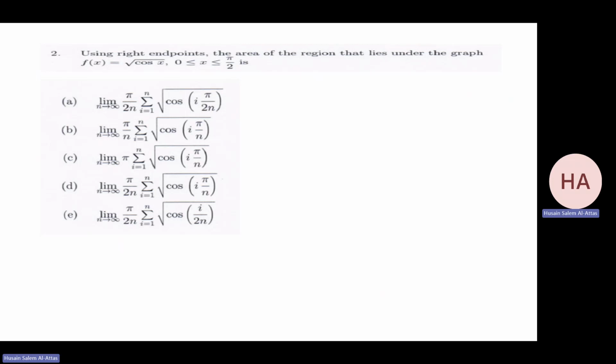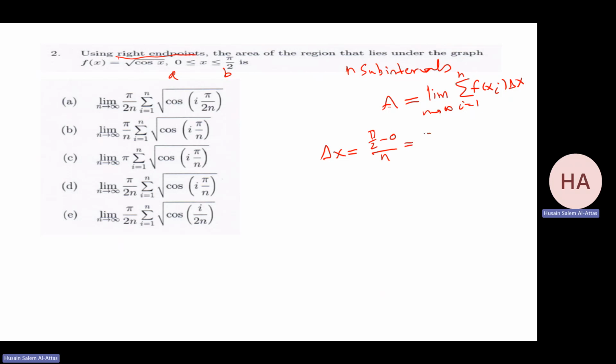Okay, using right endpoint, the area of the region that lies under the graph of this function. Now he did not do the calculation, he just left it as it is. So we'll do the calculations using right endpoints. Now we're doing it for any n, N subintervals. Okay. You want to find the area. That will be the limit as n goes to infinity of the summation i equals 1 to n of f of xi delta x. In general, this is A, this is B. So delta x will be pi over 2 minus 0 over n, or in other words, pi over 2n.